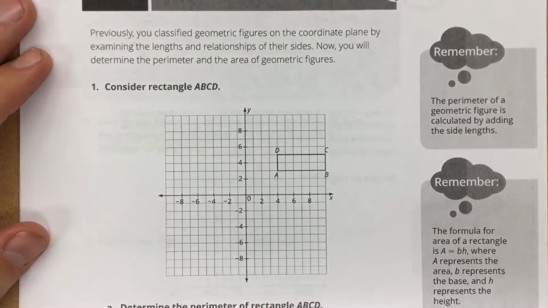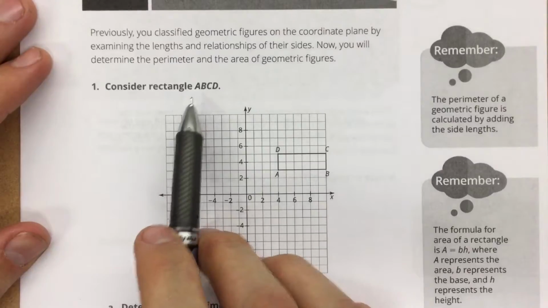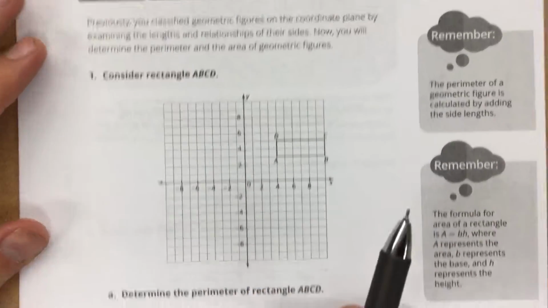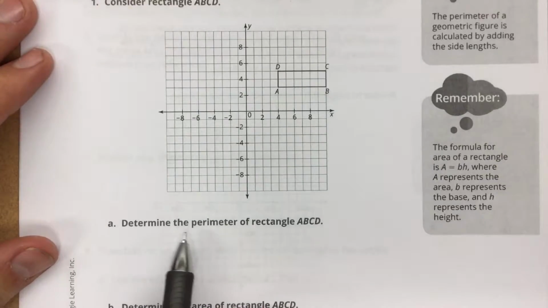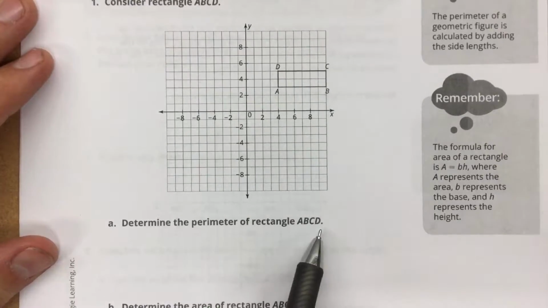So we have this problem 1. It says consider rectangle ABCD. So here's our rectangle right here on this coordinate plane, nice and drawn out for us. Part A says determine the perimeter of rectangle ABCD.